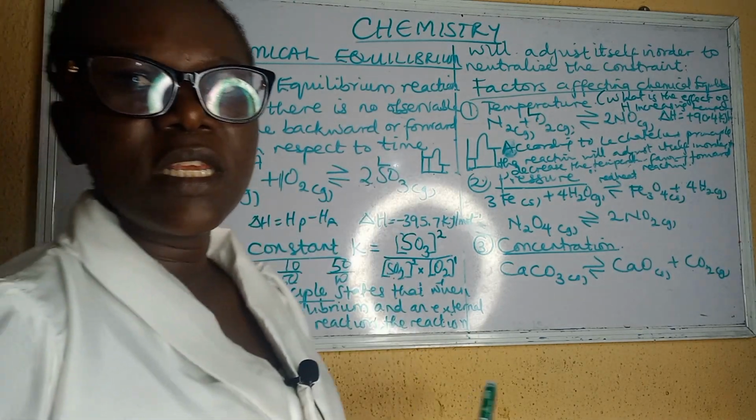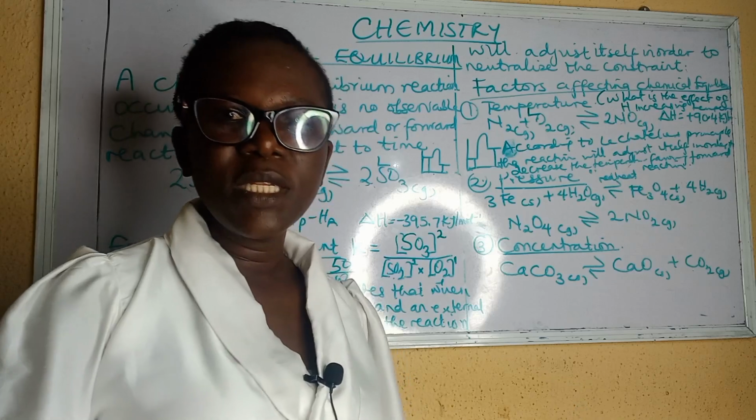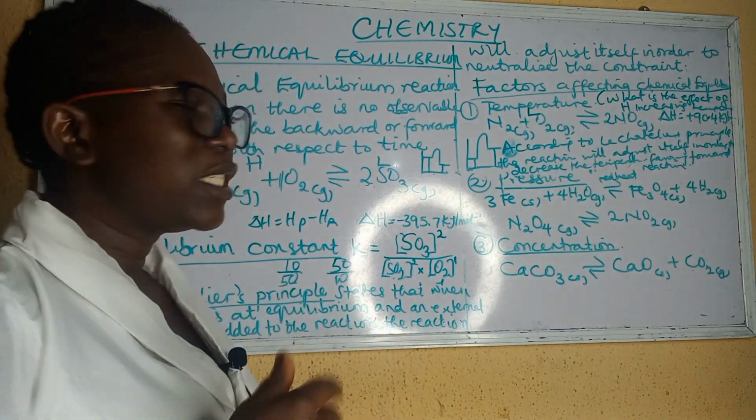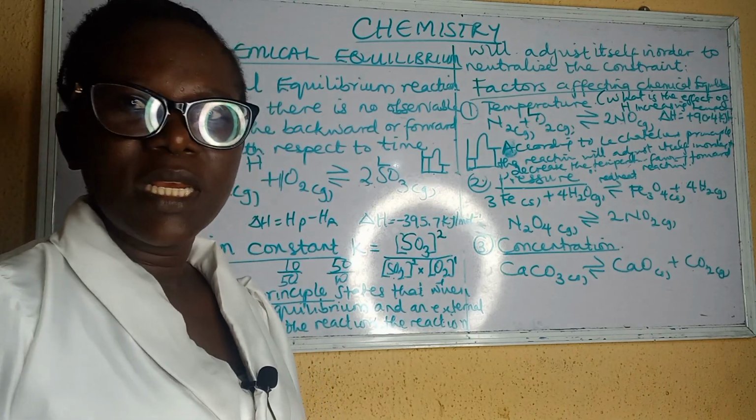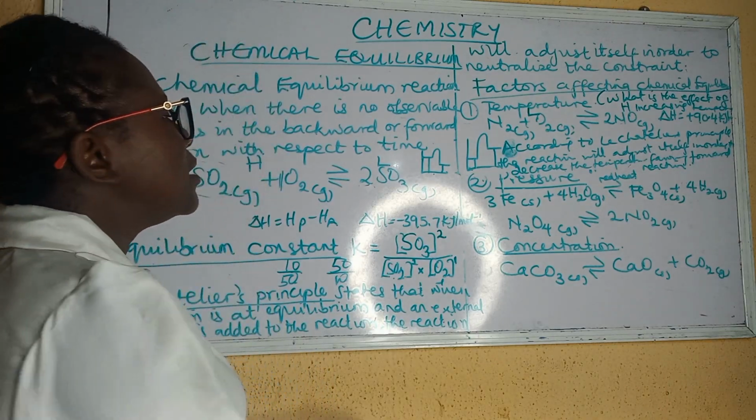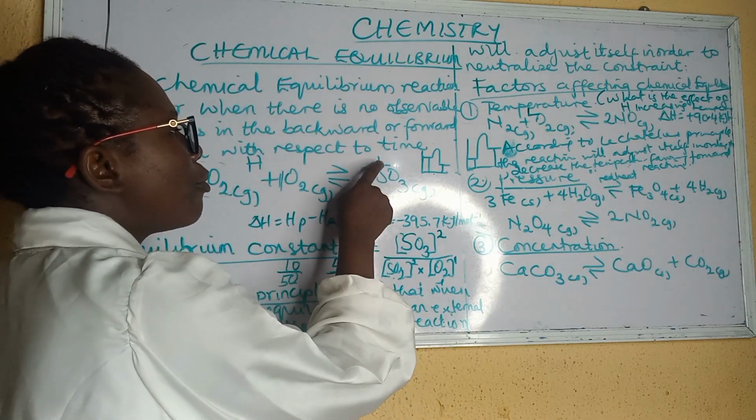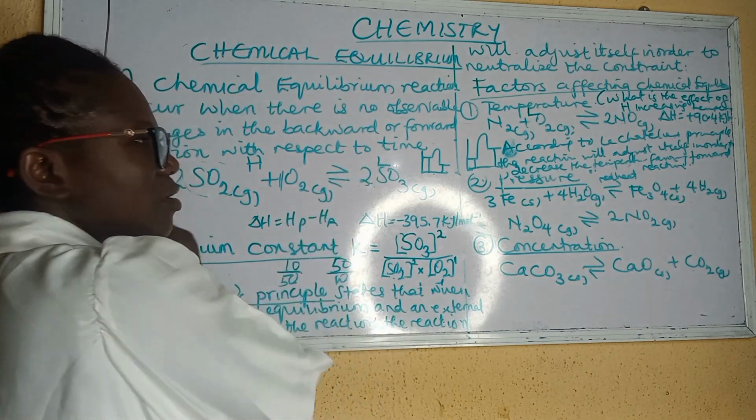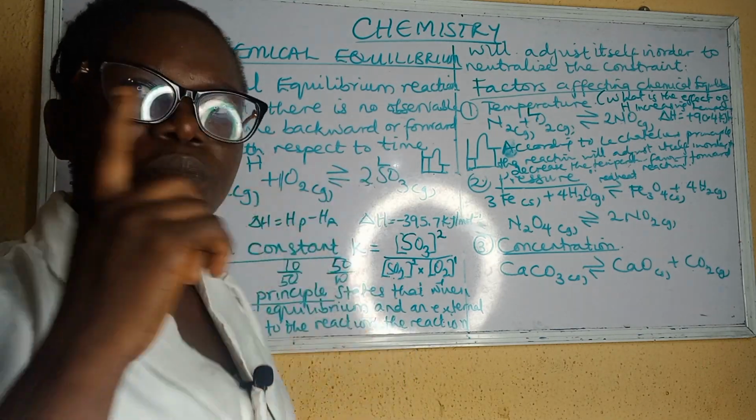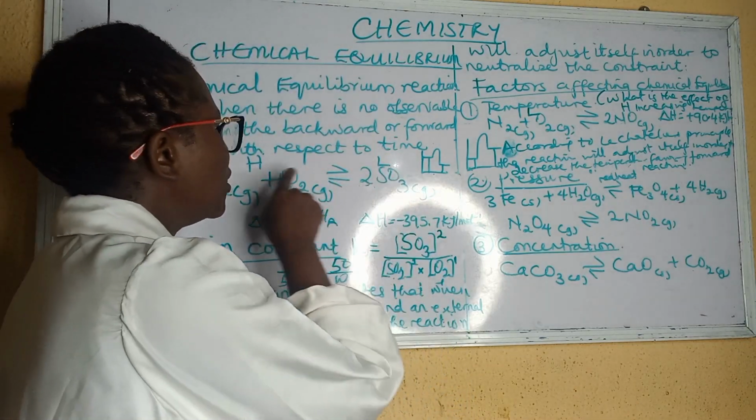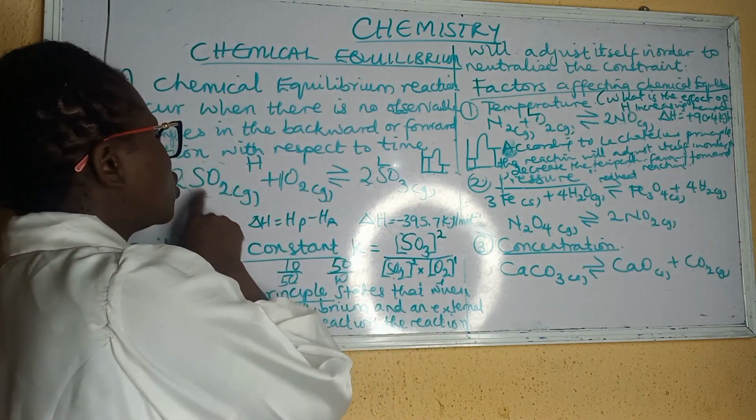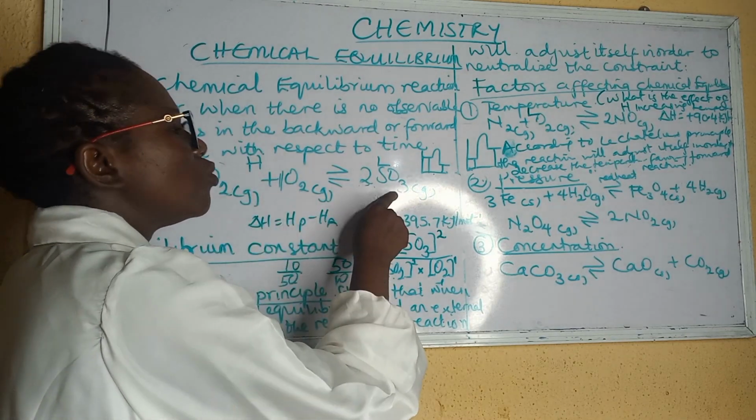So if I ask you, what is the effect of increasing the temperature? According to Le Chatelier's principle, the reaction will adjust itself in order to decrease the temperature. Which side needs low temperature? The product side, to form back reactants. So more reactants will be produced in that case, because this is for the forward reaction. Sulfur 4 oxide plus oxygen leads to sulfur 6 oxide.